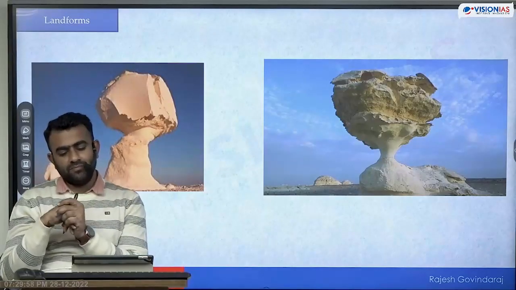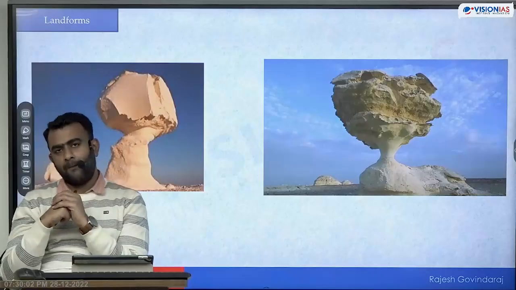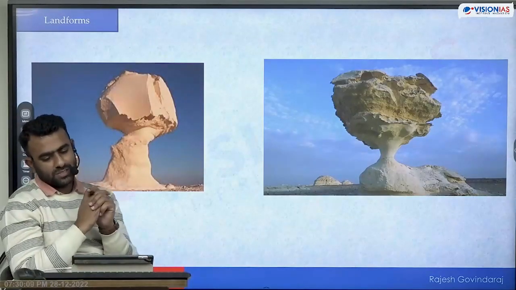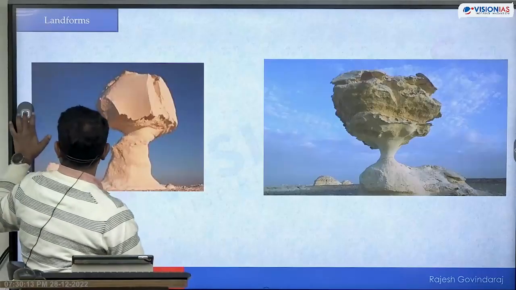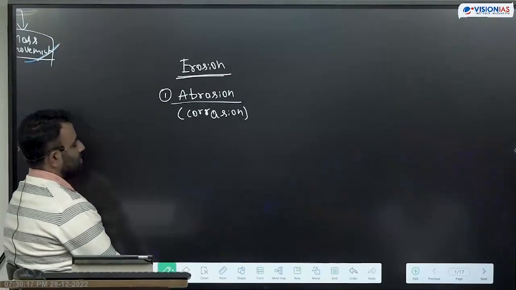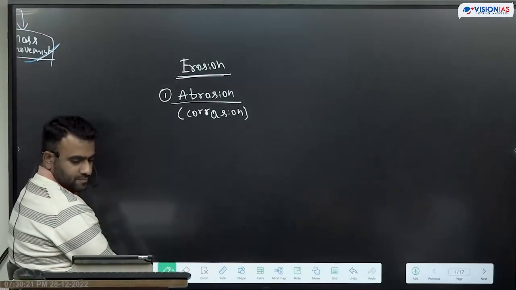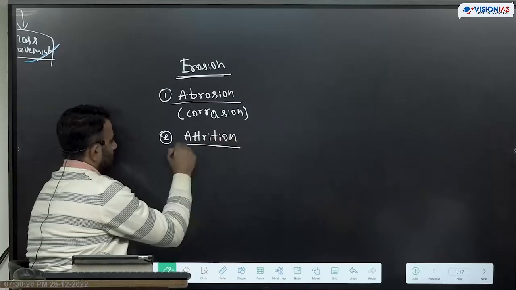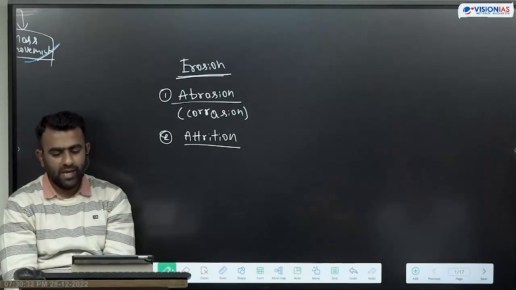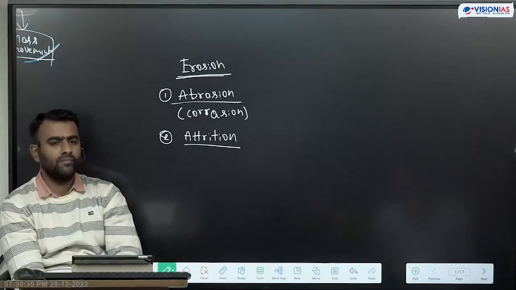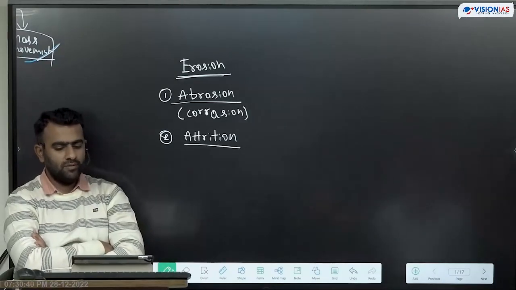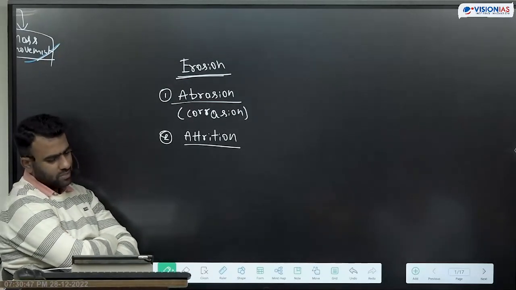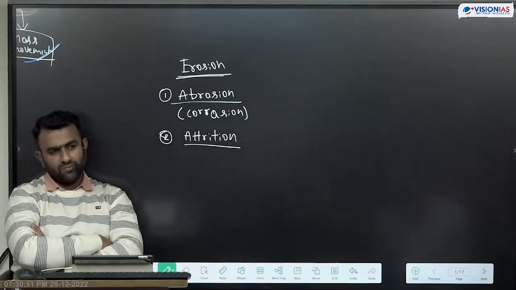First one, abrasion, right? Wearing away of surfaces by mechanical processes such as rubbing, scratching, polishing, etc. Full stop. Abrasion in water is called corrasion.